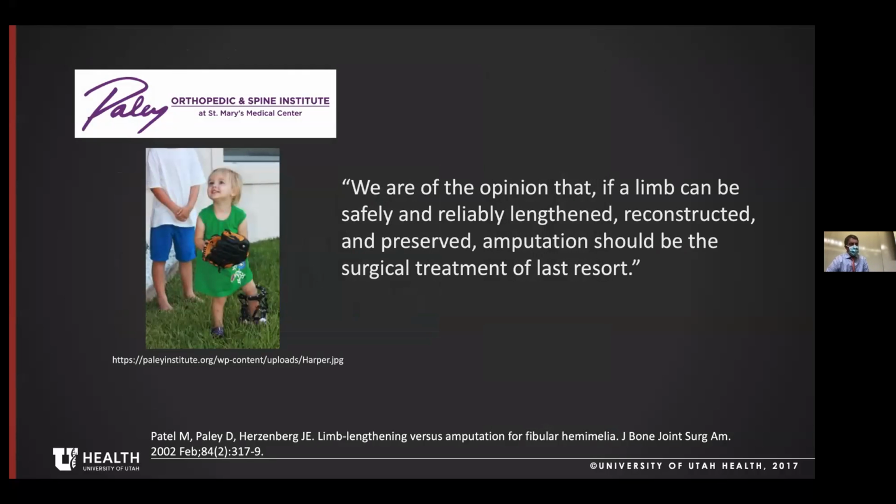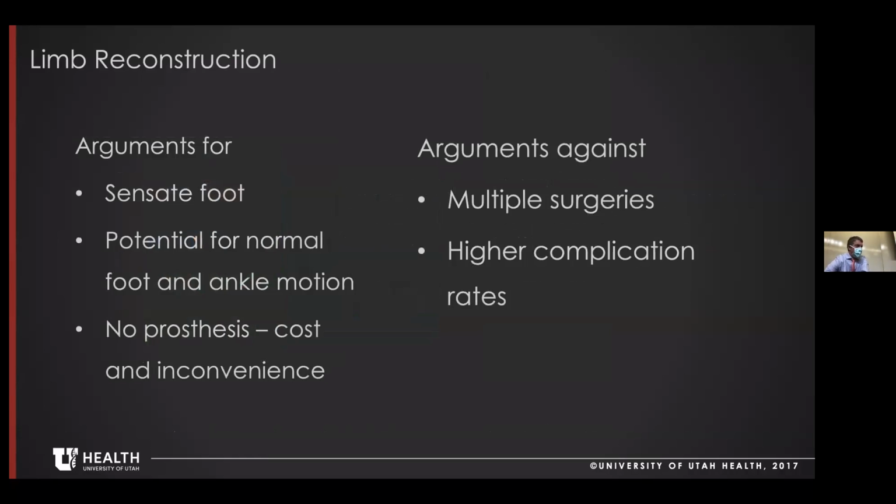The people who perform these operations, particularly the ones that pioneered them, are very passionate that amputation should only be a treatment of last resort. And to summarize the arguments for limb reconstruction, it provides a sensate foot for proprioception and balance. There's the potential for normal foot and ankle motion. You don't have a prosthesis with its associated cost and inconvenience. And the arguments against are that it requires multiple surgeries and has higher complication rates.